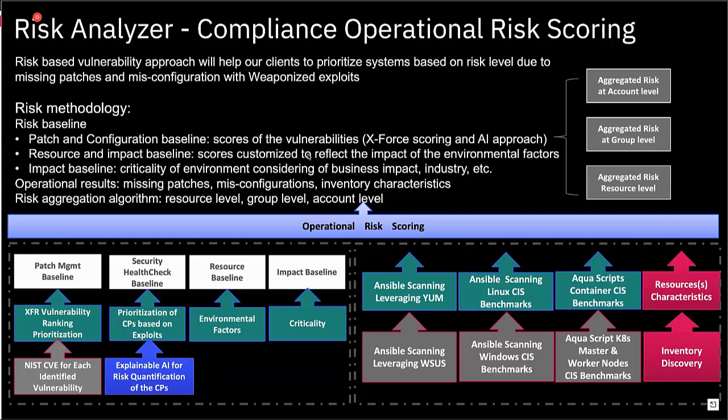So we marry the baseline with the operational results, which we gather from the scanning by Ansible and the Aqua script and so on, knowing what the missing patches, present vulnerabilities, and misconfigurations are, and what your inventory characteristics are. Combining those, we can calculate risk at different levels: the resource level, meaning individual VM or container; the group level, meaning the cluster level and also line of business VM groups; and then aggregate all the way to the account level. So that's the methodology embedded inside Cloud Pak for MCM. So back to you, Khalid.